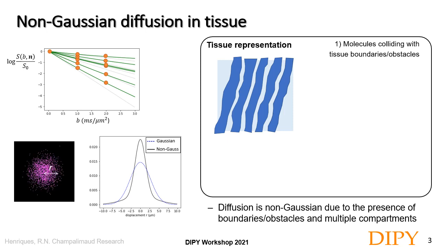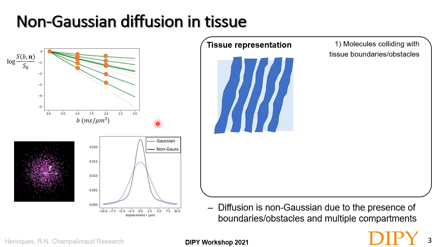So why is diffusion non-Gaussian in tissue? While in free water, the displacement of the diffusing molecules is expected to follow a Gaussian distribution, as shown here in the distribution in blue. In tissues, we will see a deviation from this Gaussian distribution, marked by the distribution in black.